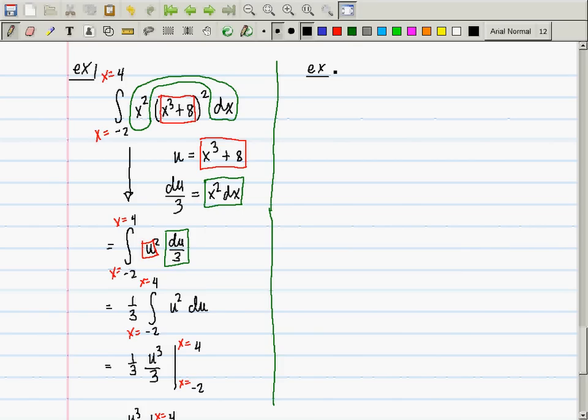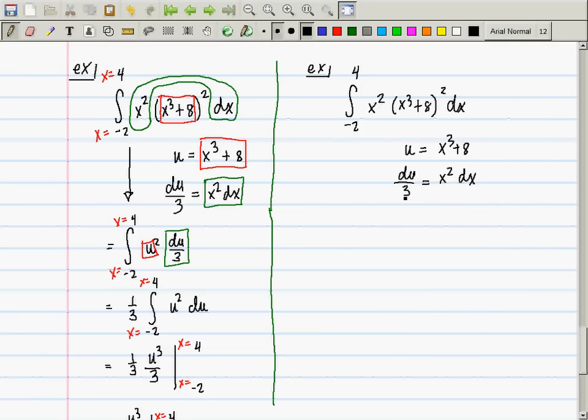Okay, except I'm going to do it slightly differently. I'll copy the problem: the integral from negative 2 to 4 of x squared times (x cubed plus 8) squared dx, and I'll say that u is x cubed plus 8, and still du over 3 is x squared dx. So far there's no difference between these two. But now I'm going to change the limits.